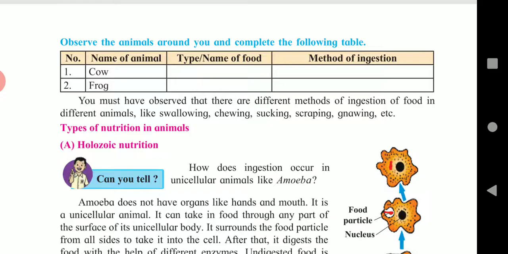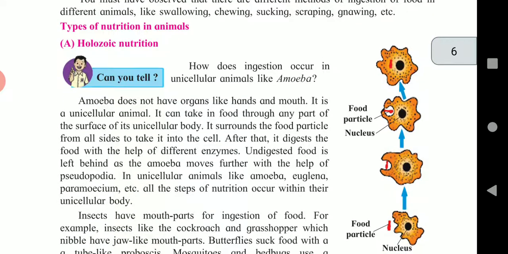First one, we have to see holozoic nutrition. In unicellular organisms. Unicellular organisms means what? Organisms which have a single cell, like amoeba, euglena, paramecium. All the processes of nutrition occur in the same cell. Now observe the figure 4.9 on page number 31.